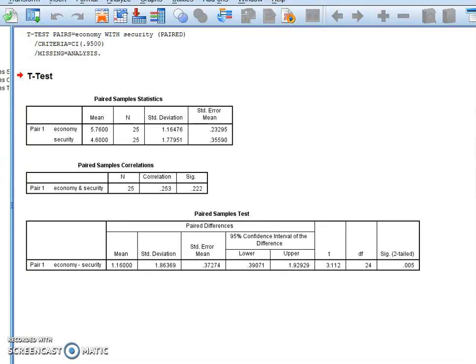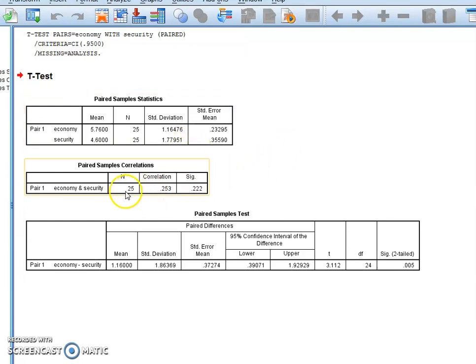We can see the dialog at the top here. Here's the coding that's behind the actual analysis. And then under paired sample statistics, we can see the mean for the economy group. So those 25 individuals, their average score on the economy question was 5.76, and their average score on the security question was 4.6. I can see there were 25 individuals included in each of those calculations, and here's the standard deviation, or the spread of the data, for both of those items.